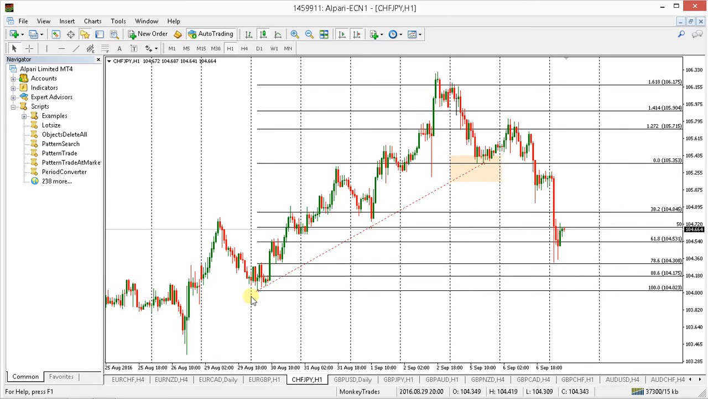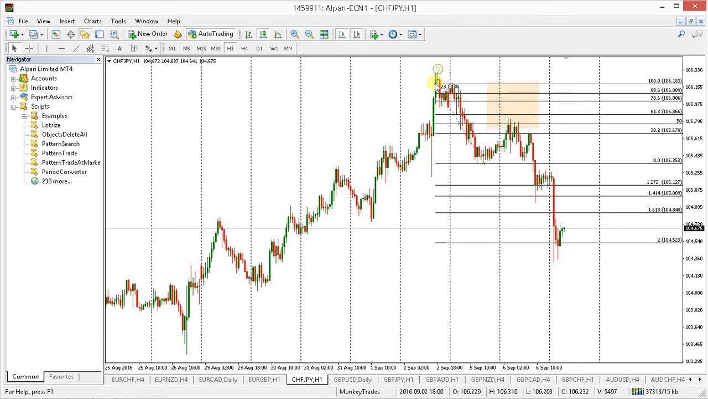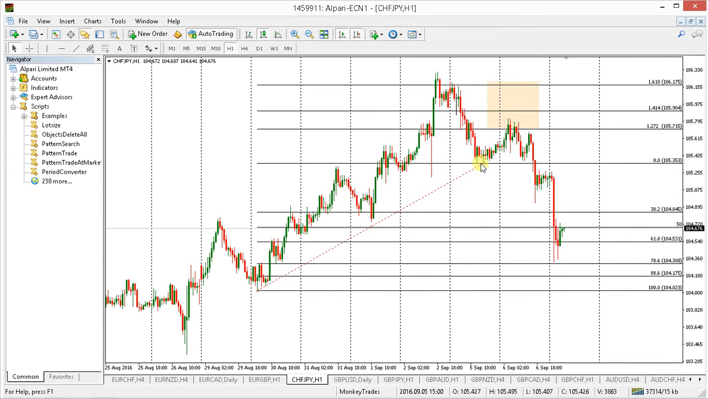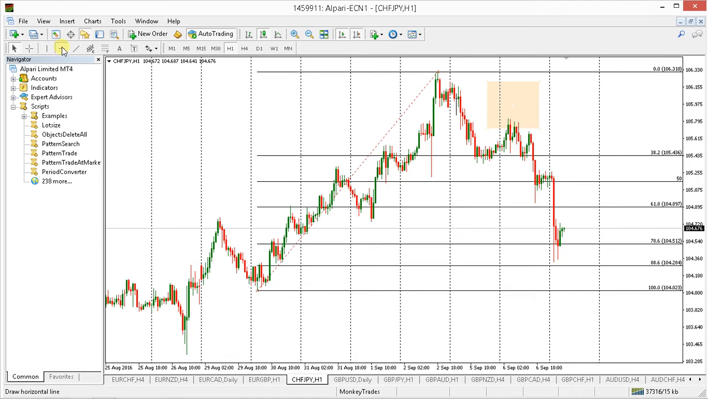Next, you measure the AB leg. From A, this is 100, to B means 0. The C point is valid if it touches at least 382 and does not touch 886. So this range is for valid C point. If these criteria are met, B point and C point, you go and measure your pattern.